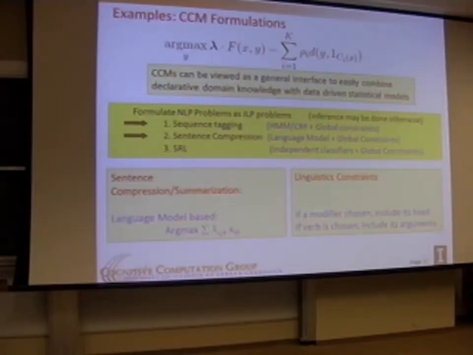And this would give me some representation, some summary of the document that I want to do. Of course, while it's going to be some kind of a summary, it's not going to be English or whatever language I want it to be, because it's not going to look like standard text. But I can impose some constraints. For example, I could say, if you choose a modifier to the summary, include also the head. Or I could say, if a verb is chosen into the summary, make sure it includes also its core arguments.